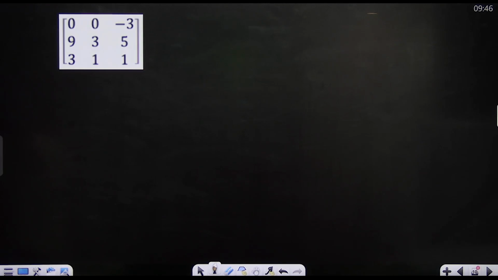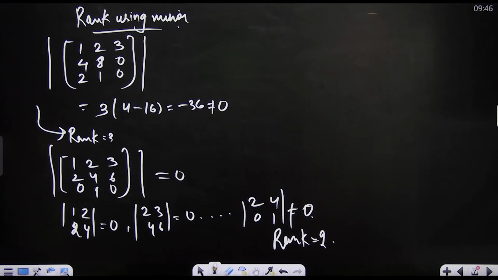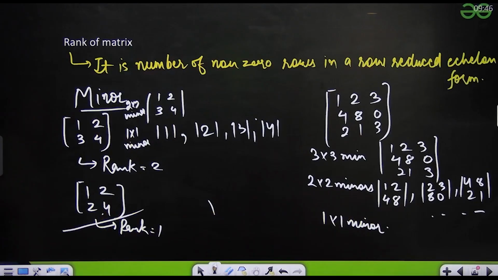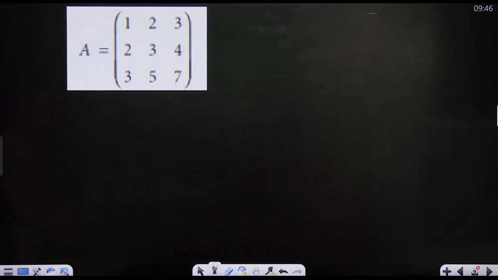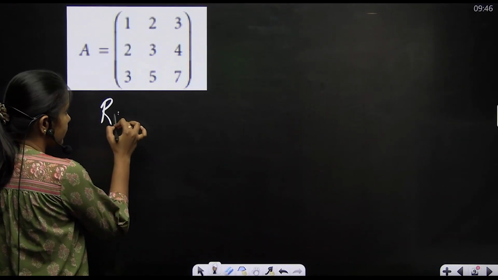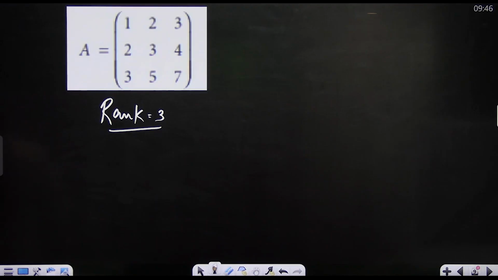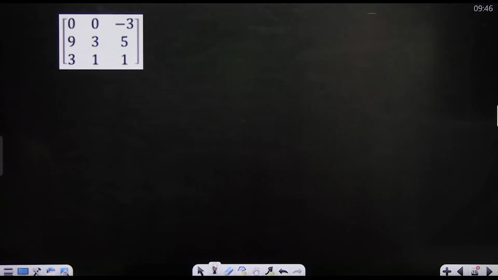Let's try to find out. This one we have already solved: 1 2 3, 2 3 4, 3 5 7. We already found the rank for it. The rank I got here is 3. Let's see one more question.